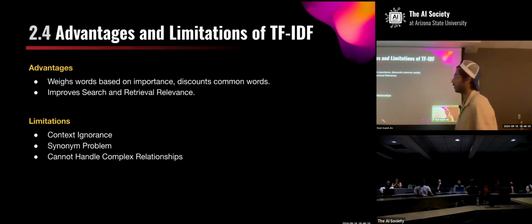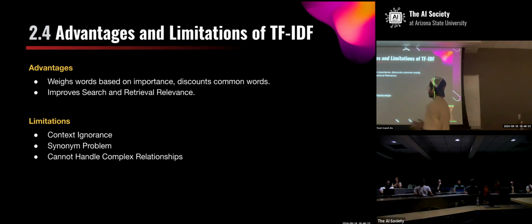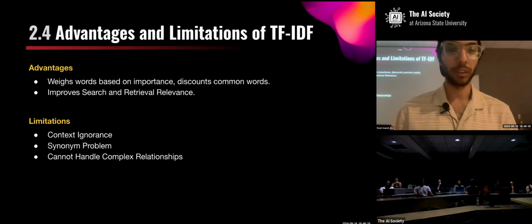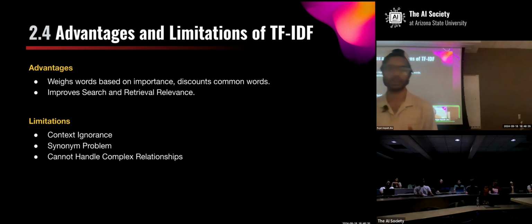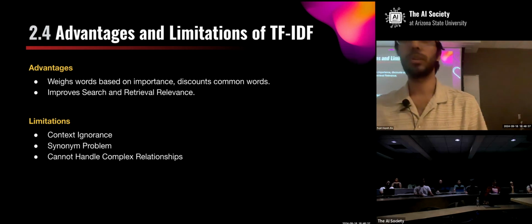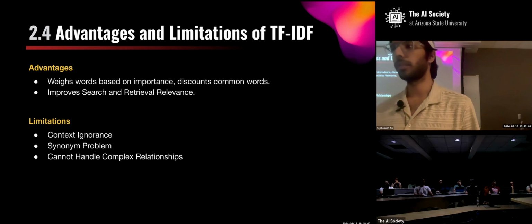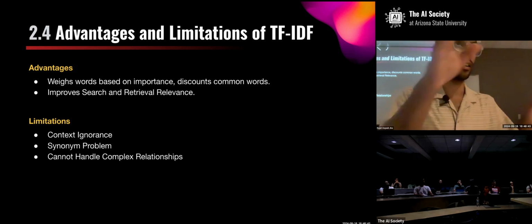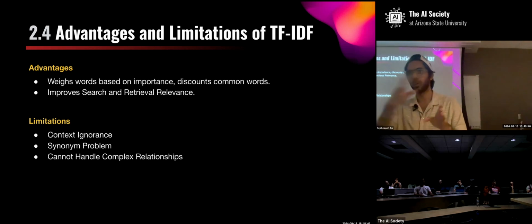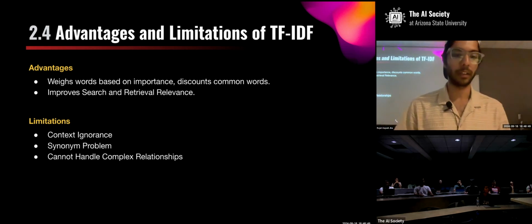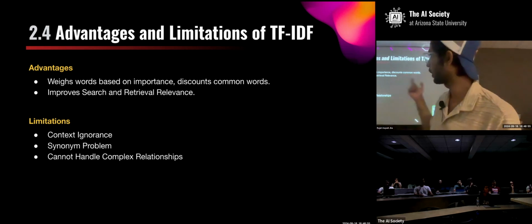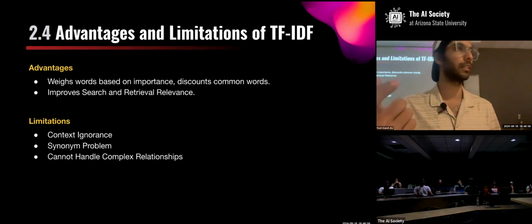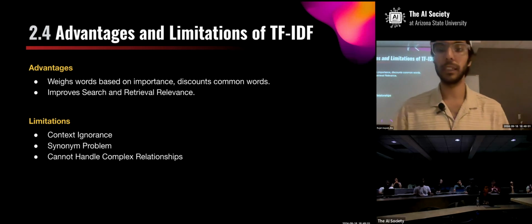Again, the advantages are, as I said before, it weighs words based on importance. The importance means how rare a word is. And it discounts the common words. And the limitations are again the same. It doesn't see the context. By context, I mean it doesn't differentiate between synonyms, it doesn't consider the order of the words, and it cannot handle complex relationships. Again, the example of the word bright: it will not capture if the word has multiple meanings in the same document. So there are many limitations in TF-IDF.